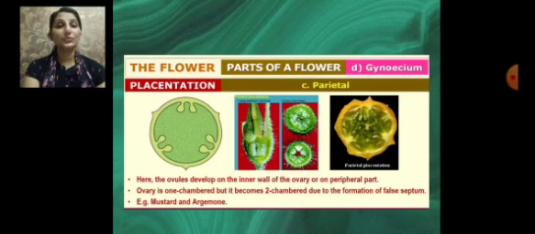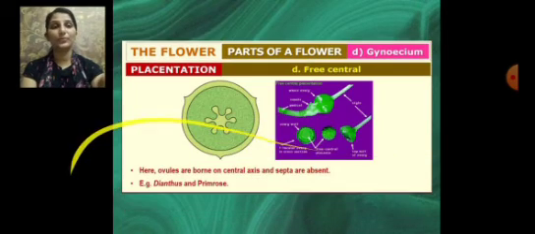And here we can see that the ovary is not divided into locules. It has only one chamber, but it becomes two chambered due to the formation of a false septum. A false septum-like structure arises, which makes it appear like two locular or bilocular, but actually it has only one chamber. And this is seen in mustard and argemone.